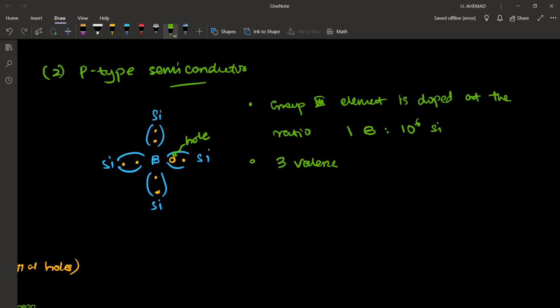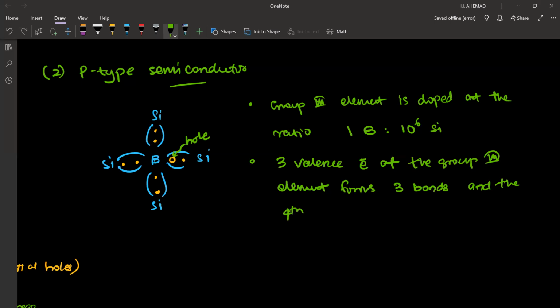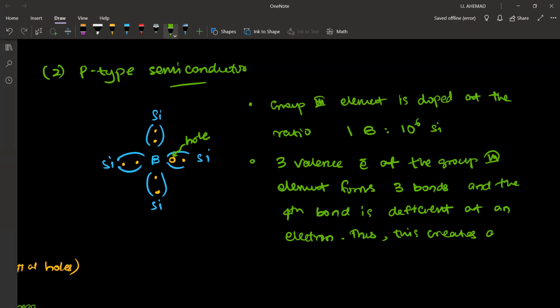The 3 valence electrons of the group 3 element form 3 bonds, and the fourth bond is deficient of an electron. Thus, this creates a hole.